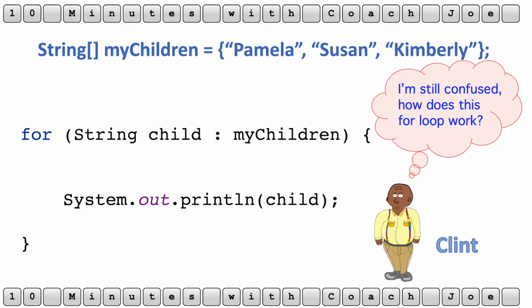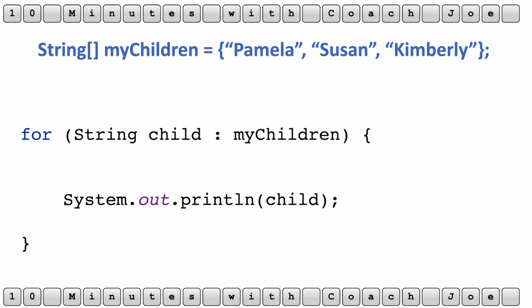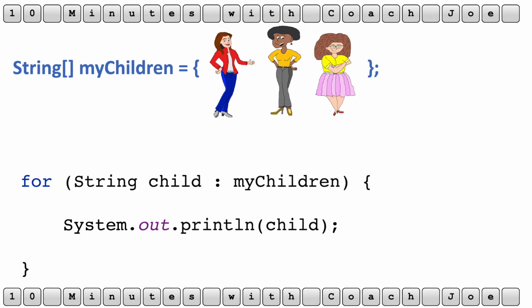The enhanced for loop may look confusing at first, but let's try to clarify this example. I will use 3 students to represent the 3 children in the array collection. Here is a variable my children with our 3 students. Here is a variable called child that will represent the current element of the collection. Now let me show the flowchart as we process all the children in this for loop.